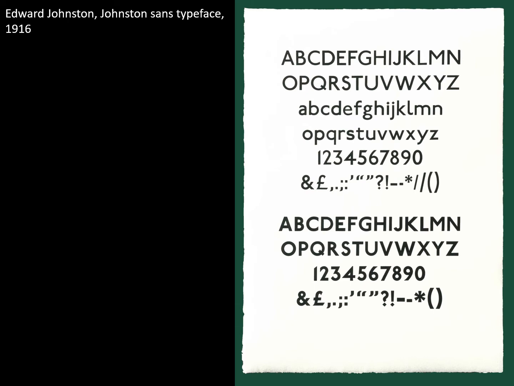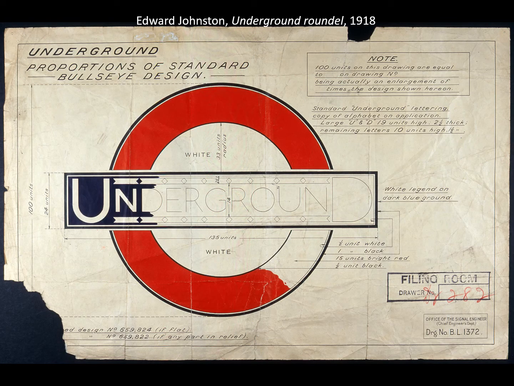So Frank Pick has this idea that the underground needs to be branded in the same way that all companies are being branded. And so he hires Edward Johnston to produce the Johnston Sans typeface. It's typography that's only for use in the London Underground. Johnston also designs a logo for it.